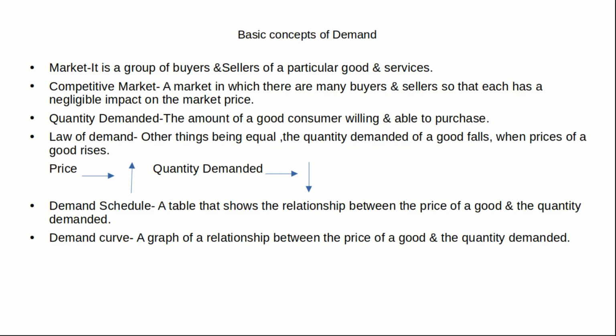Next is the law of demand. There is an inverse relationship between quantity demanded and price, other things being equal. So what are these other things? Basically, these are the factors which affect the demand, like income, price of related goods, number of buyers, tastes and preferences, expectations. Now we come to the demand schedule. It's the table that shows the relationship between price of a good and quantity demanded. Next is the demand curve, a graph of the relationship between the price of a good and quantity demanded.